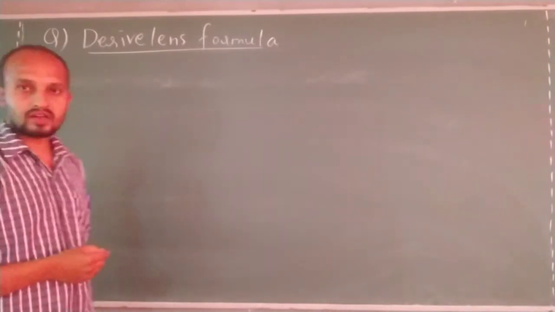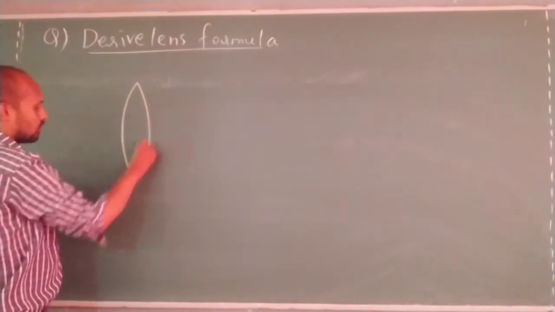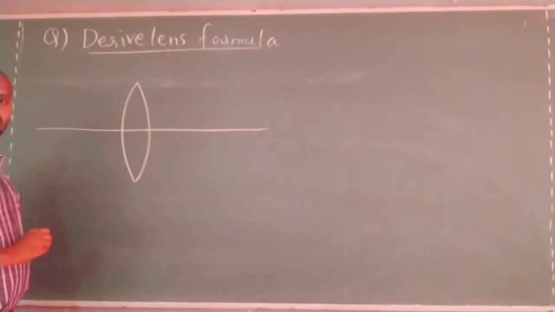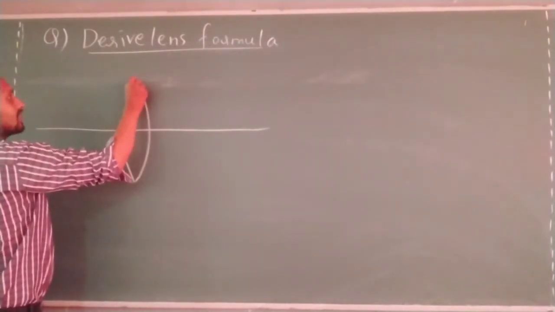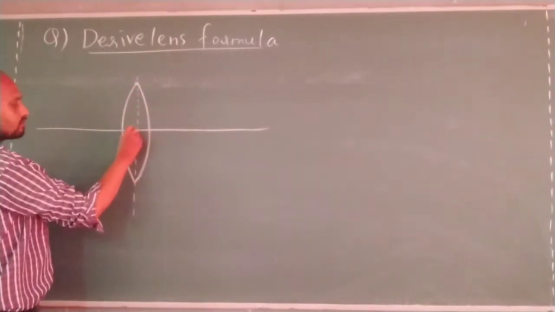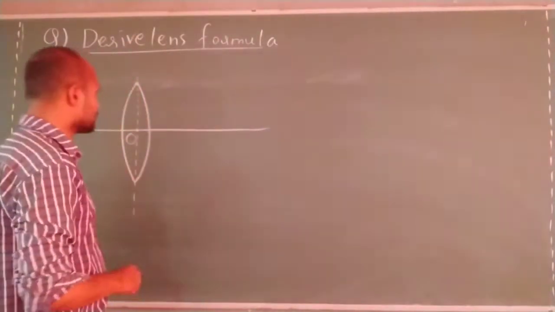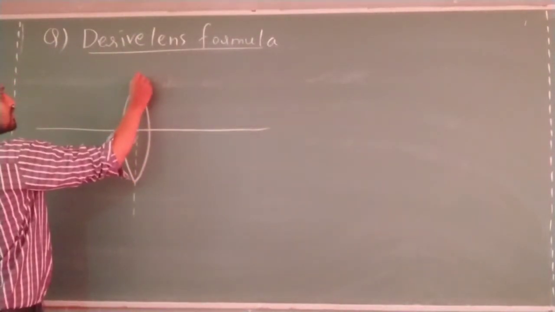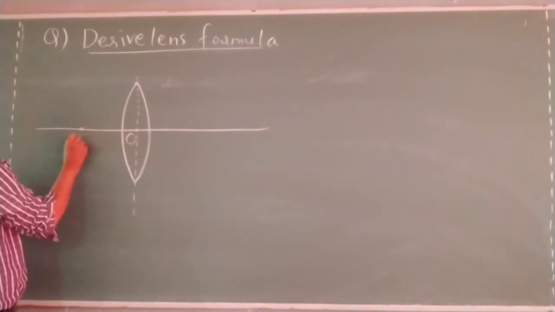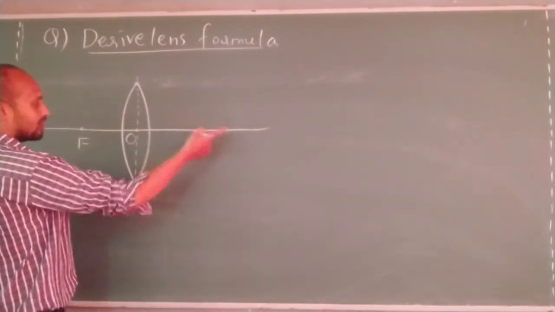For that, what you have to do is, first we will take one convex lens. Okay. We will draw one principal axis. Let us take this point. I will put one vertical line. This is O. What is O? Optical center. Okay. Then let us take another thing. Let us take this point as focus point at this side. This point is another focus point at this side.